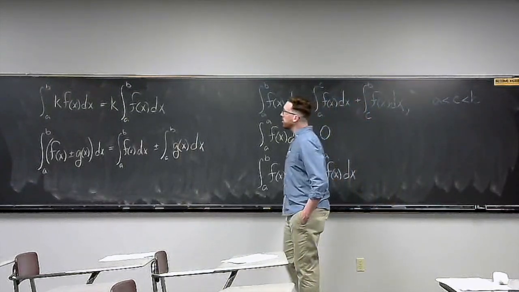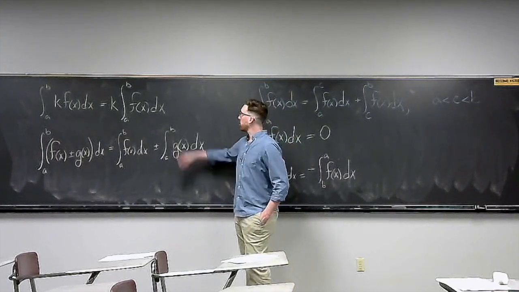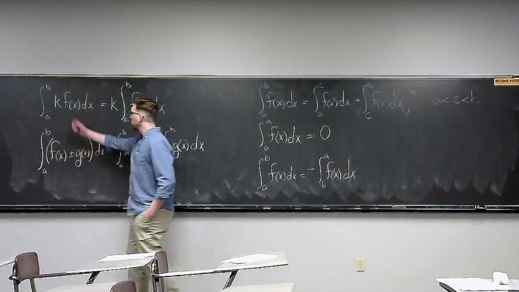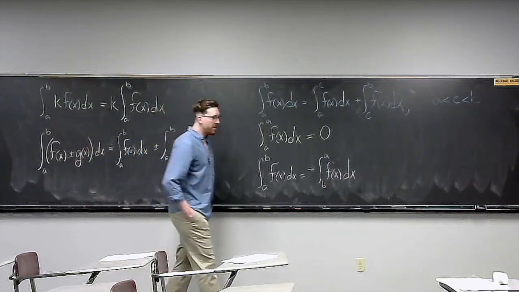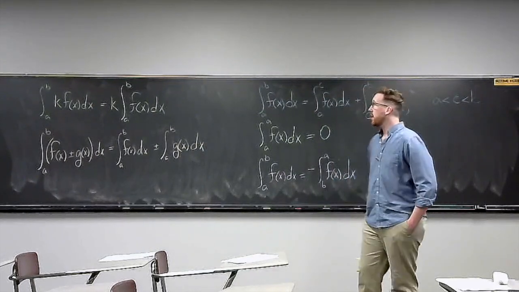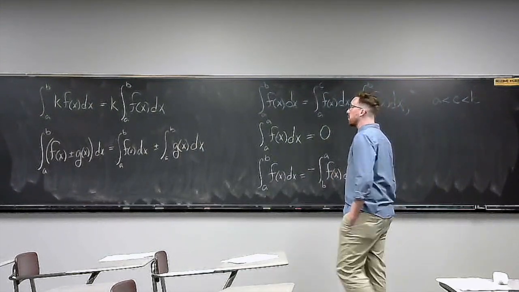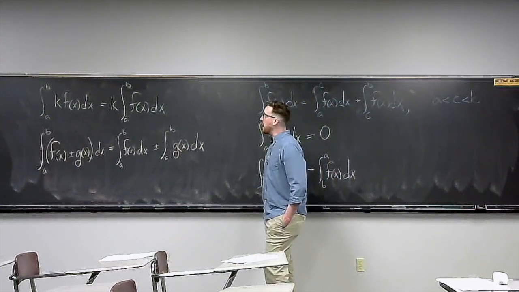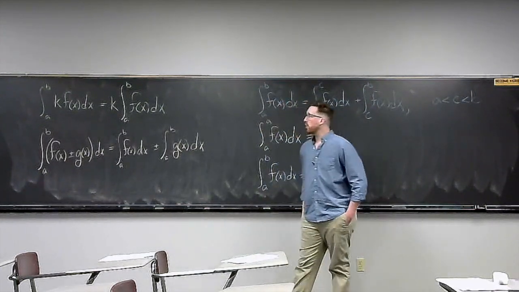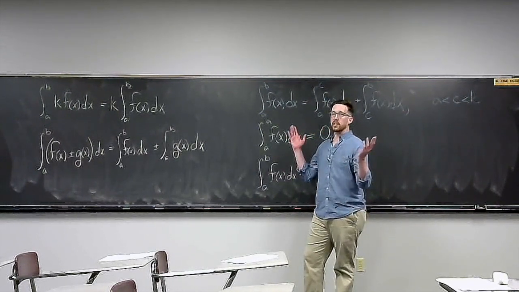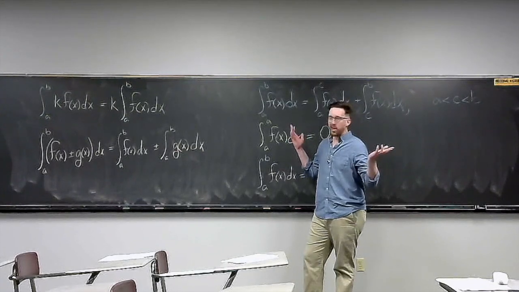Okay, so the two rules that are probably going to look familiar are these two right here. The first rule says that the definite integral from a to b of k times a function, integrated with respect to x, is equal to k times that definite integral from a to b of f of x with respect to x. The constant multiple rule again, right? And that's all that is.